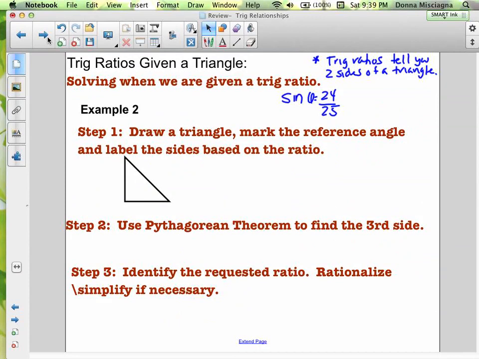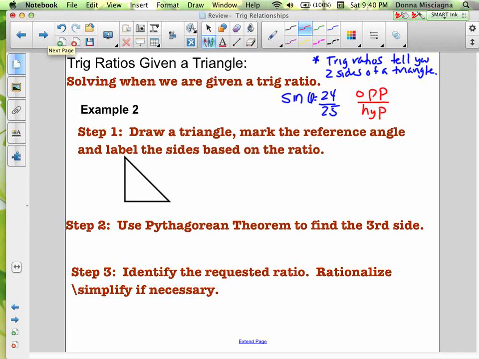But other than that, it's going to be very similar to something we did last year. And the one thing you have to remember is that trig ratios tell you 2 sides of a triangle. That's all a trig ratio is. So solving when we are given a trig ratio, if we are given the sine ratio, we know 2 sides of a triangle. We know the opposite side, and we know the hypotenuse. Right? So now to identify a given trig ratio, we're going to follow these steps.